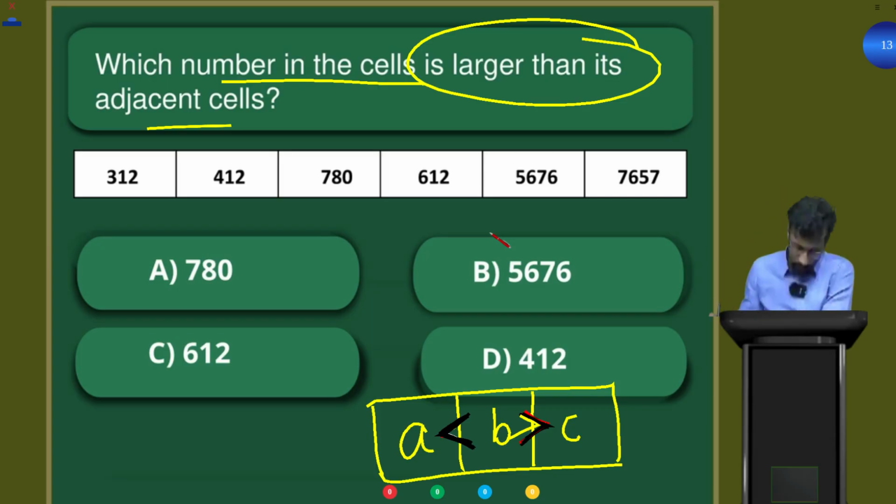I'm giving you 15 seconds more. 20 seconds more, students. Answer it properly. The middle number should be greater than its adjacent cells. Your time's up. So look, I am doing the option elimination method.